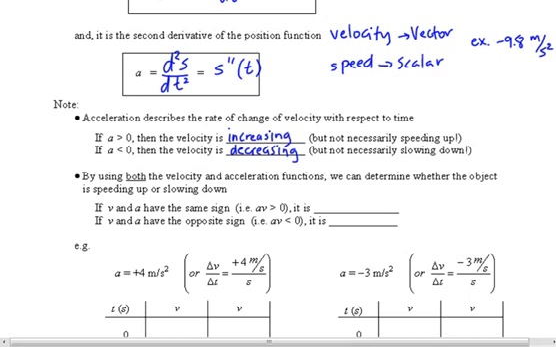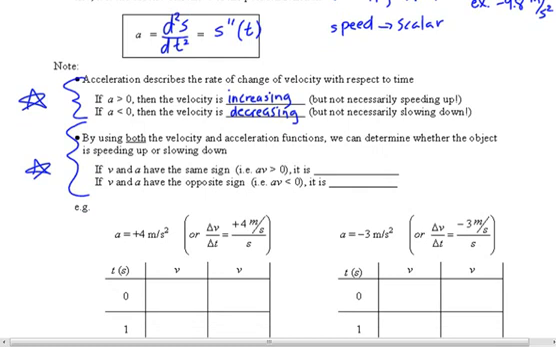By using both the velocity and acceleration, we can determine whether the object is speeding up or slowing down. So if both are positive values or both negative, so a times v, this is really important. This will be tested on. You'll be asked when is it speeding up and when is it slowing down, which is a very different question than when is the velocity increasing and when is the velocity decreasing. So know the difference between these two.